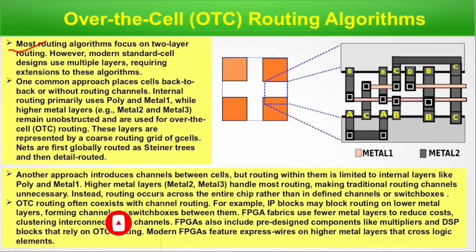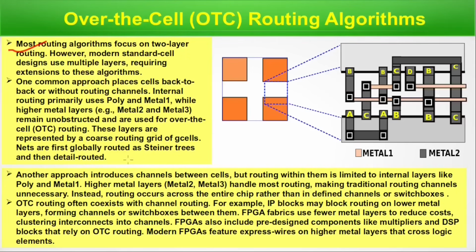However, modern standard cell designs use multiple layers, requiring extensions to this algorithm. One common approach places cells back to back without routing channels. Internal routing primarily uses poly and metal 1. So above the poly layer, there is the metal 1 layer, then metal 2, metal 3. Higher metal layers like metal 2 and metal 3 remain unobstructed and are used for over-the-cell routing. These layers are represented by a coarse routing grid of G-cells.